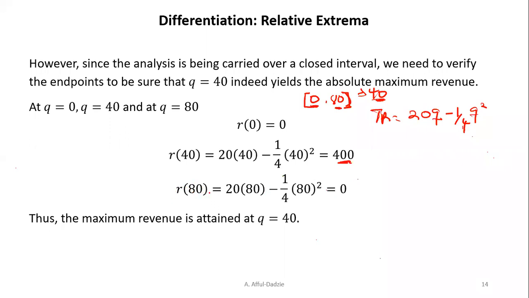So when R equals 80, we have 20 times 80 minus 1 over 4, 80 squared. We substitute this into the expression, and this also gives us 0. So both endpoints, having been substituted into the total revenue function, give us 0, this 0 and this 0. And the only one that gives us a high possible value, gives us any value, is the other.